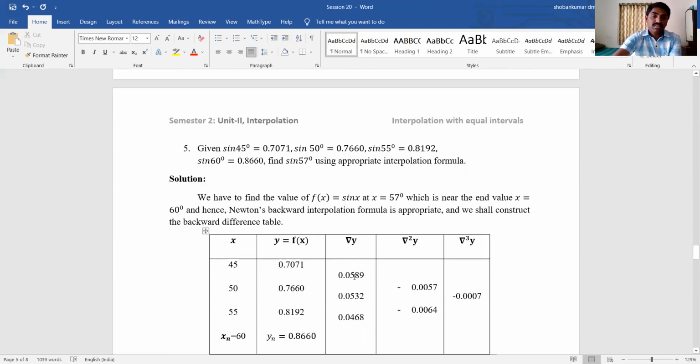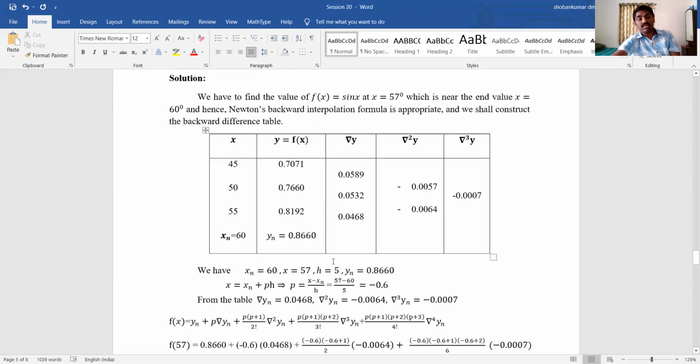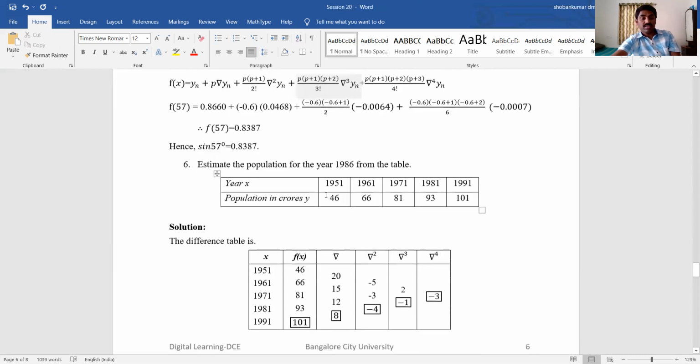And similarly, we can estimate another problem. Here given sine 45 degrees, sine 50 degrees, sine 55 degrees, sine 60 degrees, find sine 57 degrees. Here 57 degrees is the end of the interval. Therefore, here also we can use Newton backward formula. We get the answer.